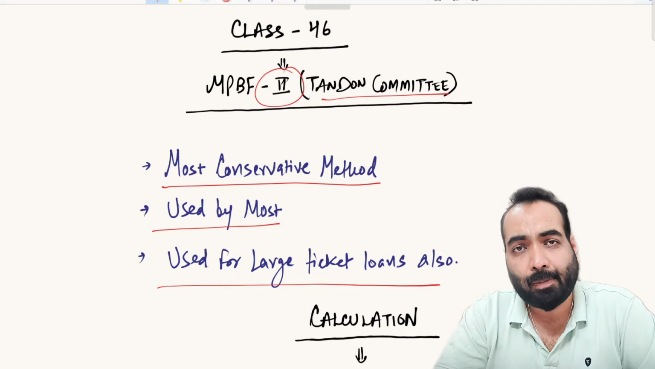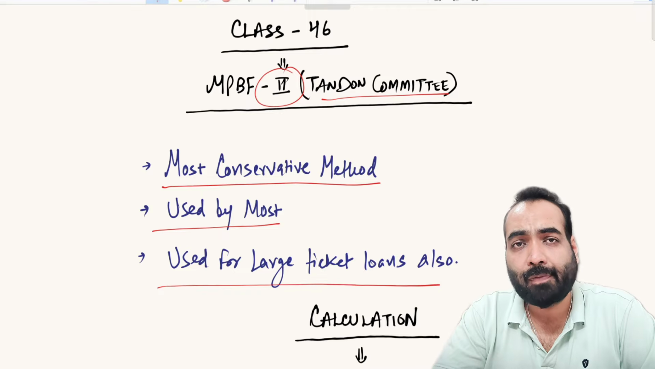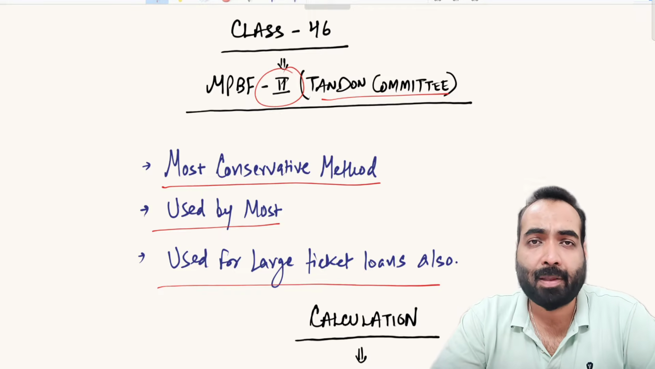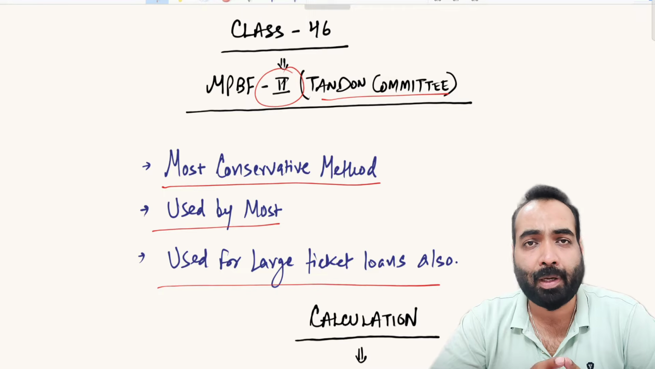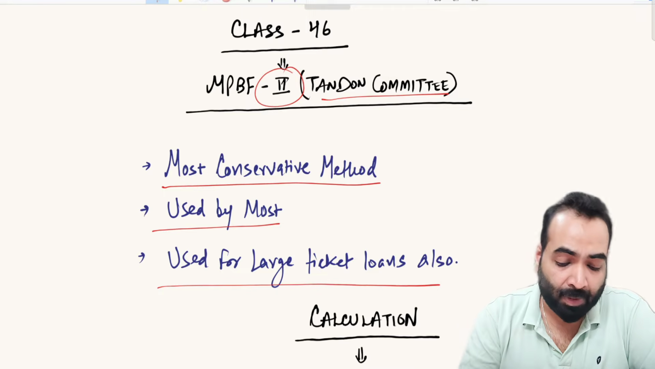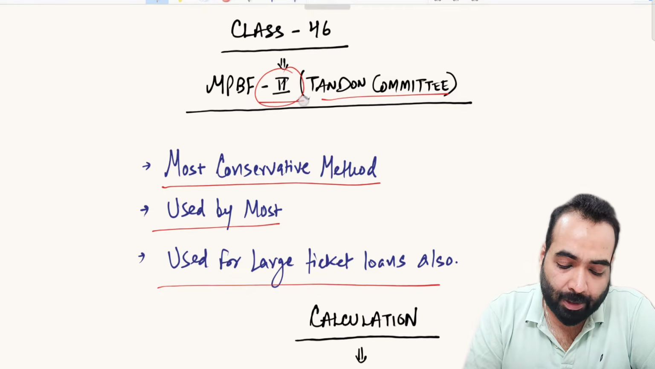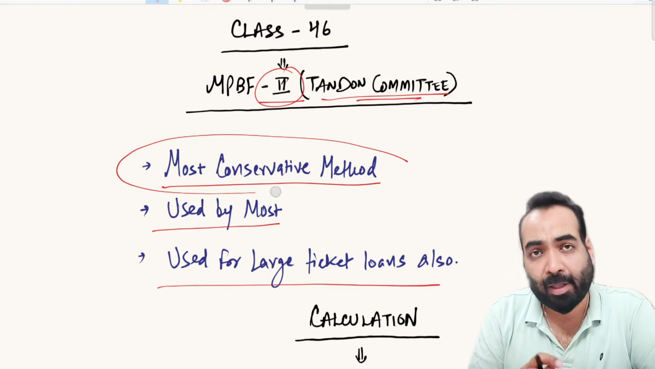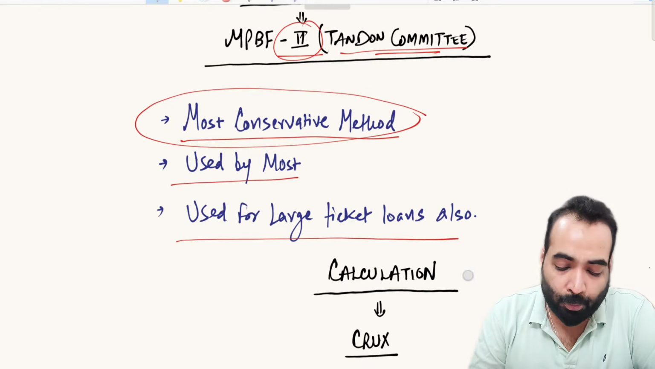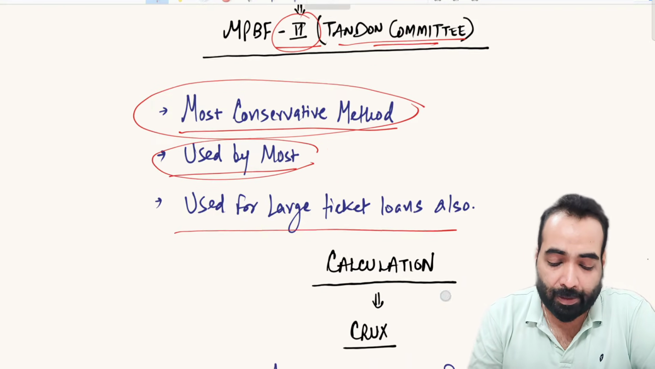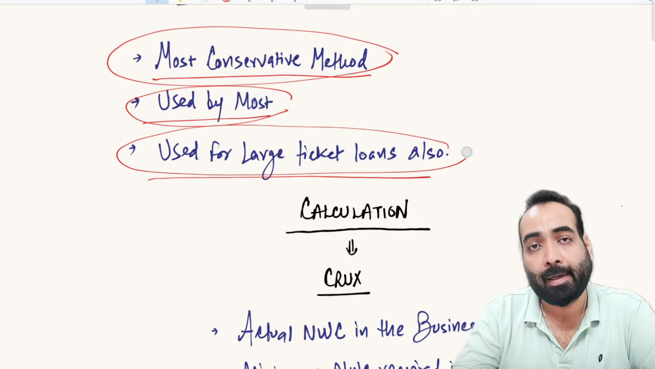Welcome back friends to the class number 46, and in today's video we will discuss MPBF method number 2 of Tandon Committee, which is the most widely used method of calculating the working capital eligibility. So this is method 2, Tandon Committee, the most conservative method of calculating the eligibility, used by most of the banks, and it is used in large corporate underwritings also.